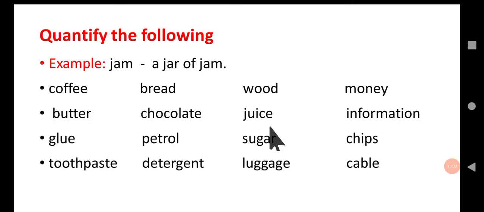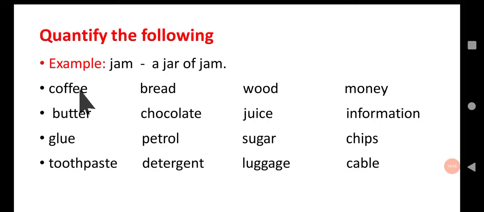Now, coming to another point, uncountable nouns basically cannot be counted, but with the help of countable nouns, we can make these uncountable nouns countable. Got it? So now, the example here is to quantify the following. All these following are uncountable nouns. Now you have to change them into quantifying nouns, which can be counted. So when you change them into quantifying nouns, you have to take the help of countable nouns.